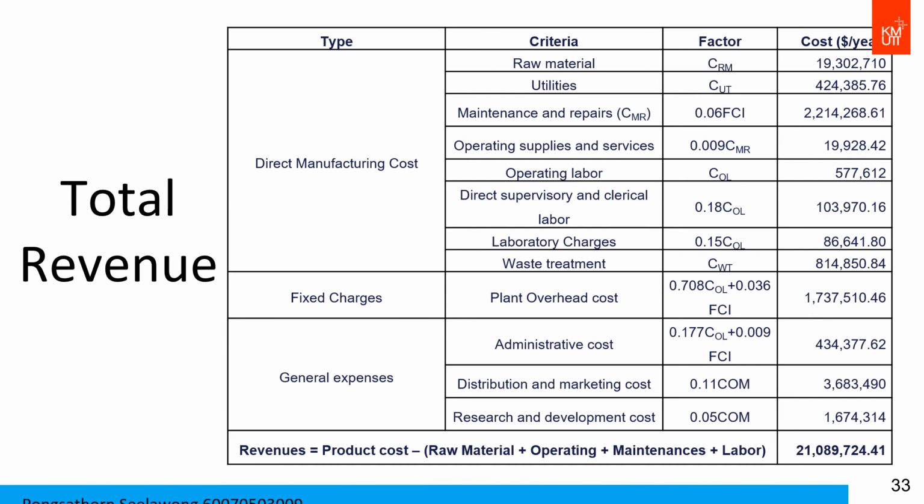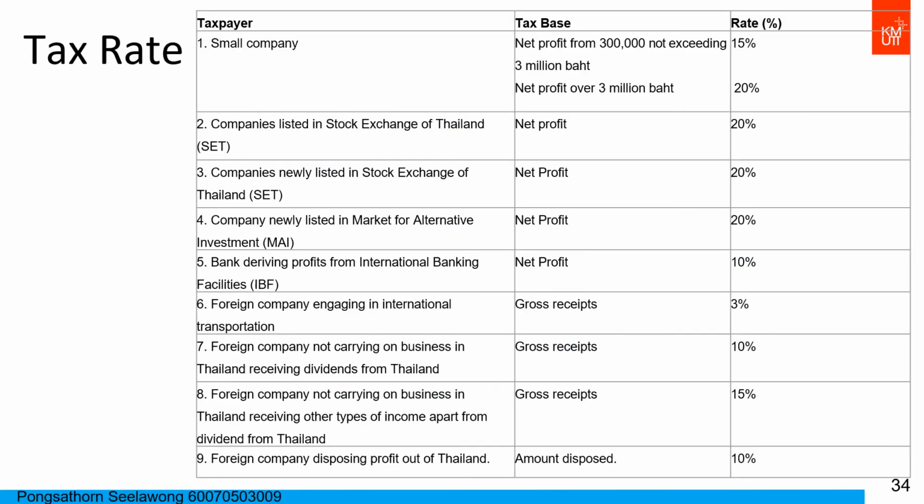This table shows the information of direct manufacturing costs, fixed charge, and general expenses. So, total revenue is approximately $21 million per year. For the tax rate in this project, we assume that our company is a newly listed company in the stock exchange of Thailand, so the tax rate is equal to 20%.